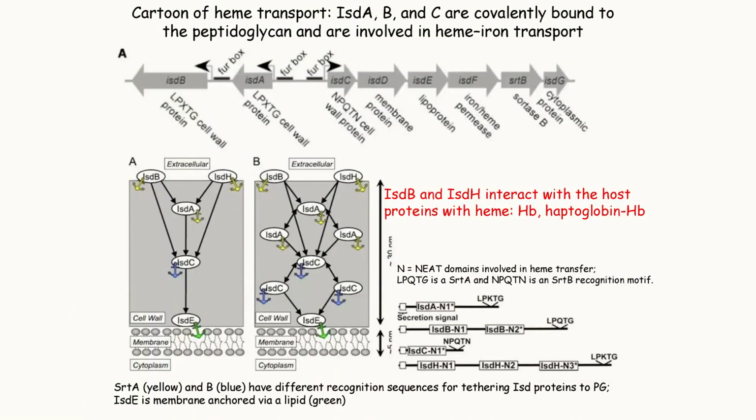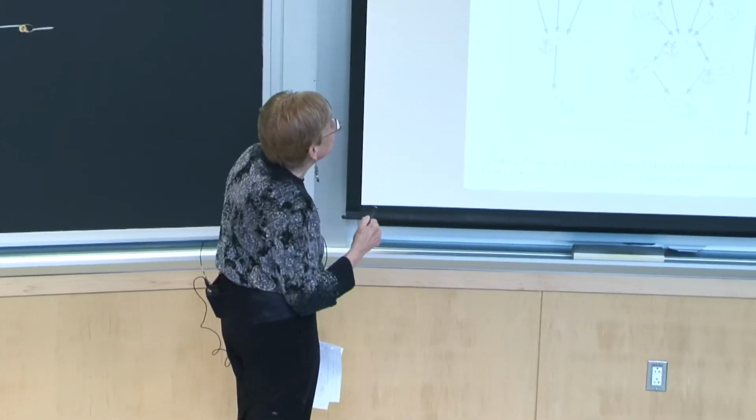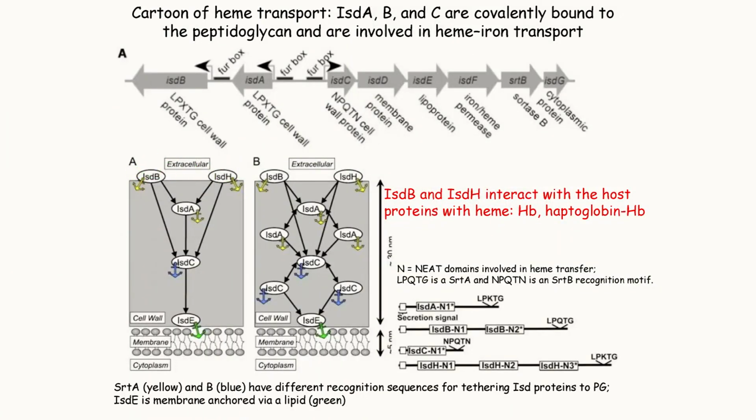Okay, so what I want to do now is show you this cartoon overview, and then we'll look at a few experiments that people have done to try to look at what basis in reality this cartoon model has to what actually happens inside the cell. I can never remember the names of these things, so I'm just going to call them the ISD proteins. There are two proteins we're going to see that are closest to the surface that directly interact with hemoglobin or haptoglobin-hemoglobin. They're the ones that are going to somehow get the heme out of the proteins.